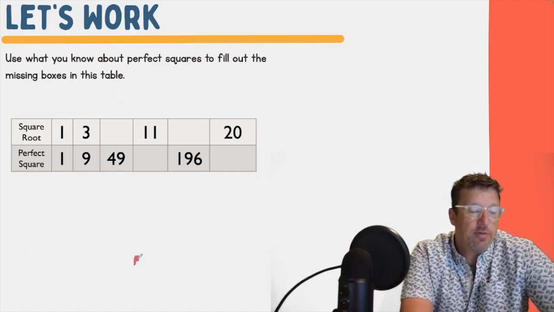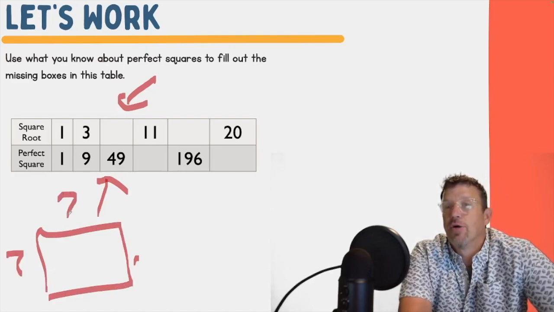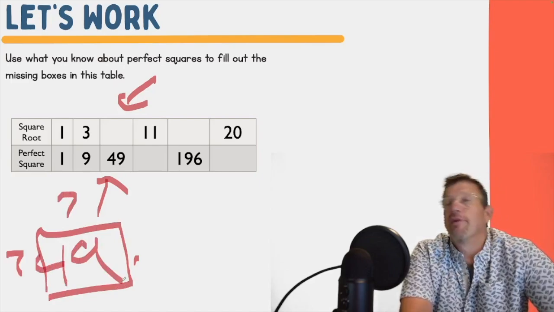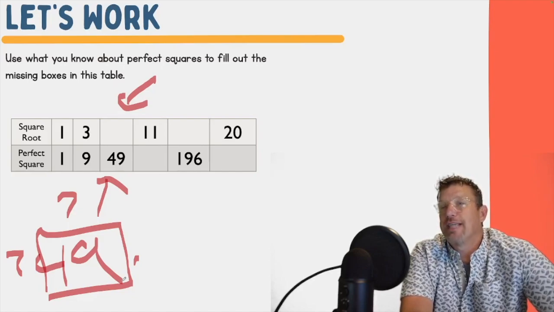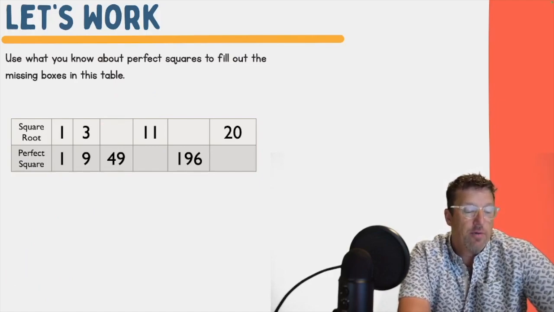Okay, let's start with this one. It gives us the perfect square, which means we have a square that is 7 by 7. Oh, shoot, I just gave you the answer. So I'm going to give you that one for free. 49 is what's inside. What is it that's on each side? Well, 7 times 7 gives us 49. Now we're going to go the other direction.